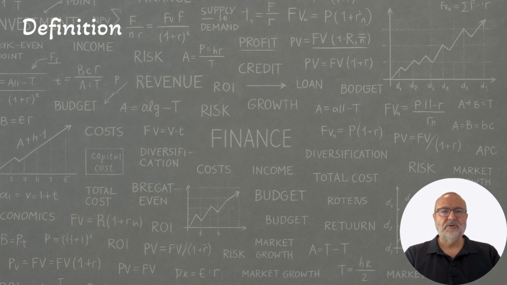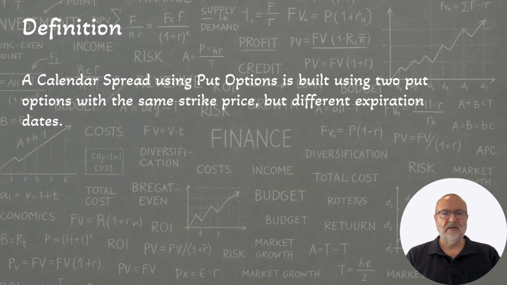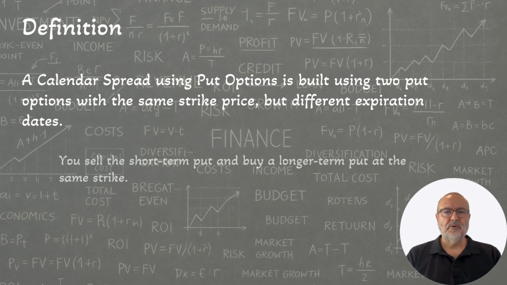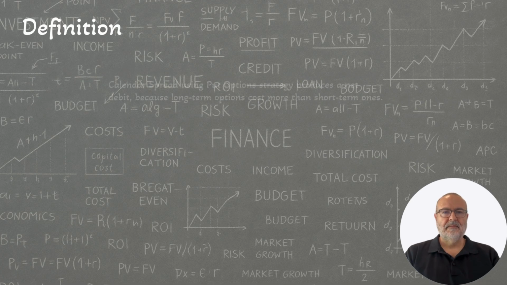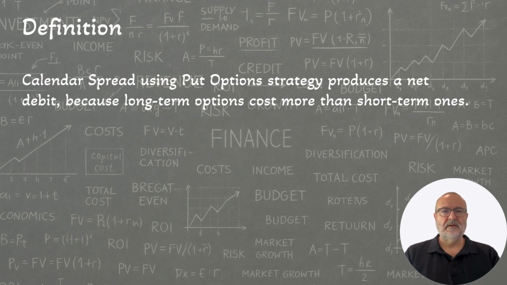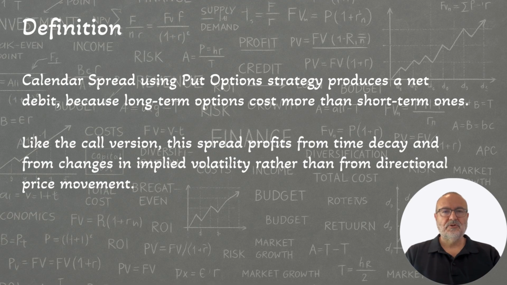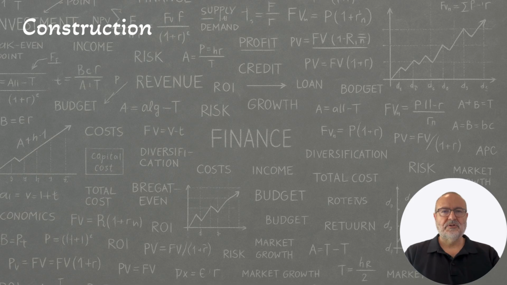A calendar spread using put options, also known as a put time spread, is built using two put options with the same strike price but different expiration dates. You sell the short-term put and buy a longer-term put at the same strike. Calendar spread using put options strategy produces a net debit because long-term options cost more than short-term ones. Like the call version, this spread profits from time decay and from changes in implied volatility rather than from directional price movement. Let's walk through how the strategy is constructed.